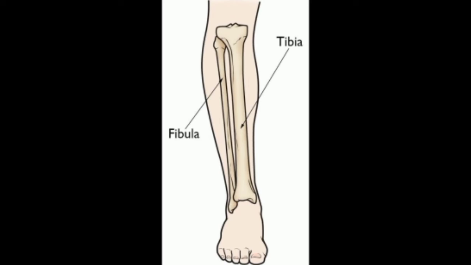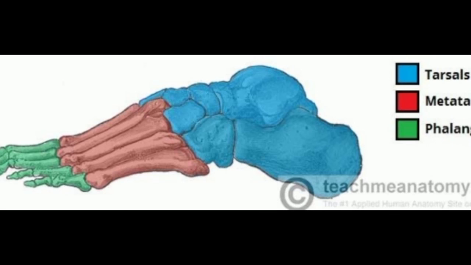Number 4 is fibula, and number 5 is tarsals, which are 7 in number and constitute the ankle. Number 6 metatarsals, which are 5 in number. Number 7 phalanges, which have the same composition as in hands. We have already discussed that. Metatarsals and phalanges together make the sole of the foot.